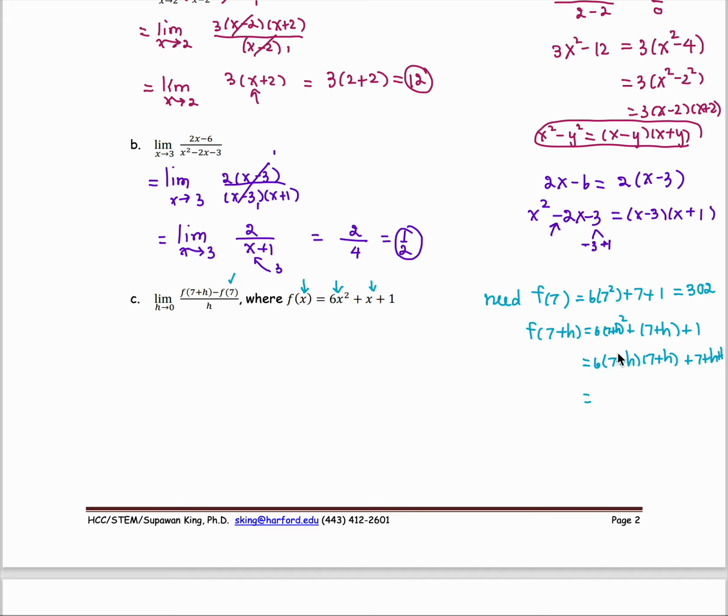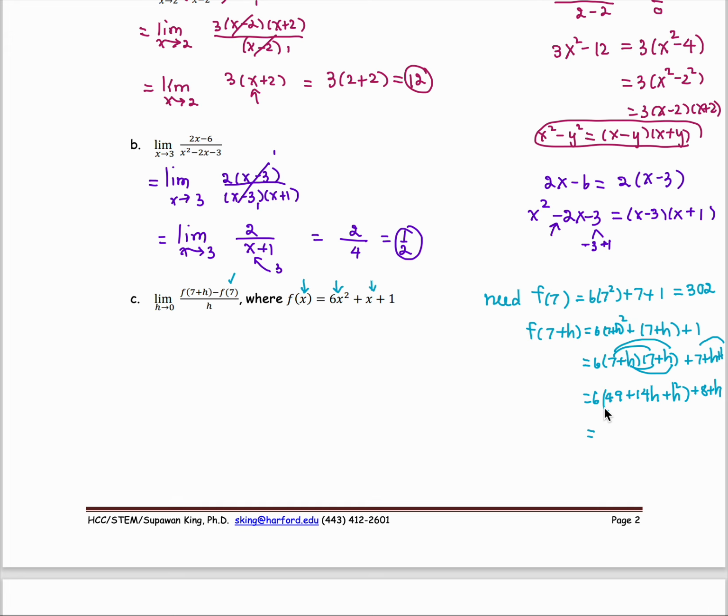We work out more on this. 7 times 7, 7 times h, 7 times h, and h times h. And at the same time, multiply by 6 out front. So we have 7 times 7, which is 49, plus 7 times h twice, gonna be 14 times h, and then plus h squared, where the last part here, 7 and 1 combined to be 8, and then plus h. A little bit more work to do here.